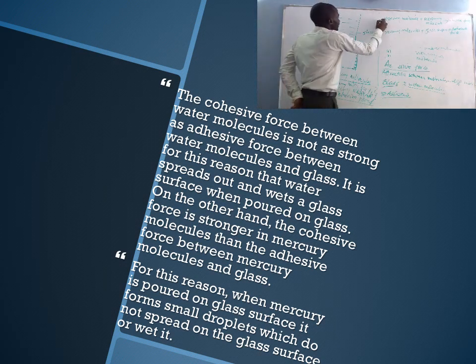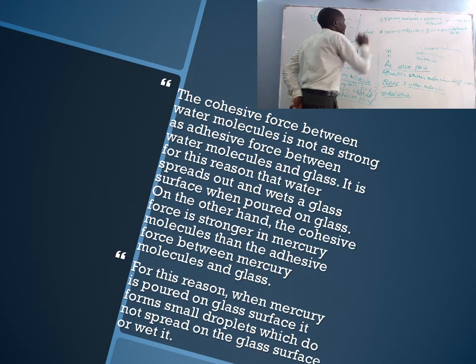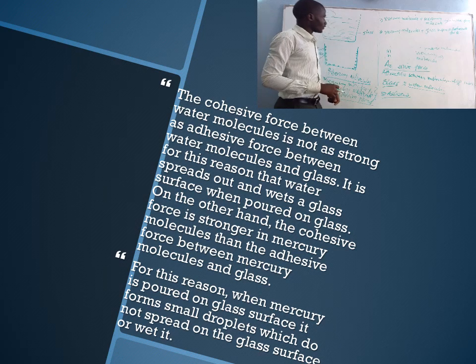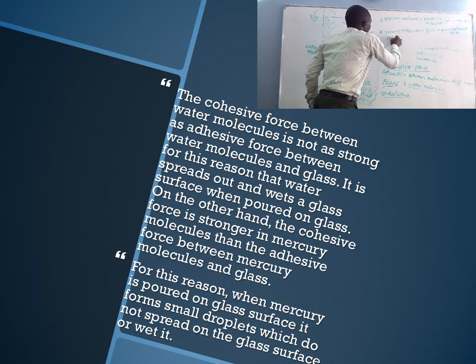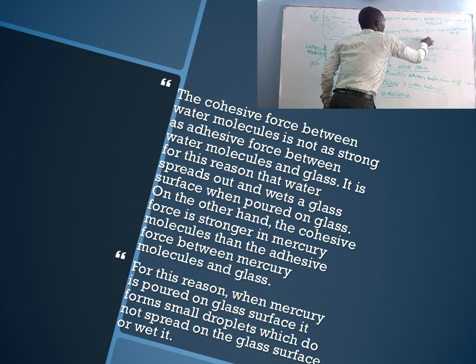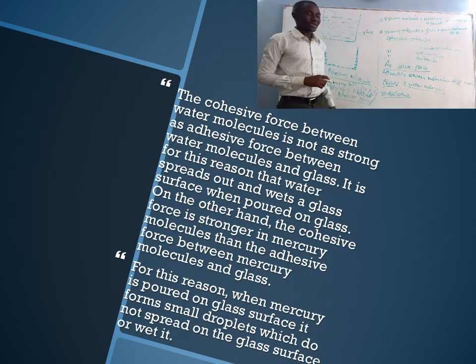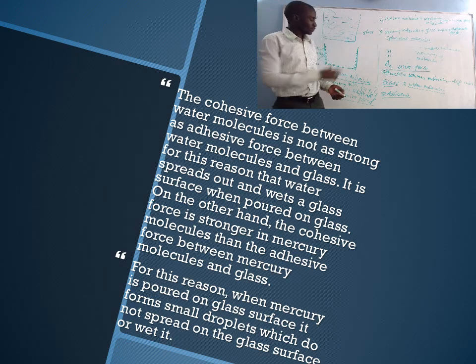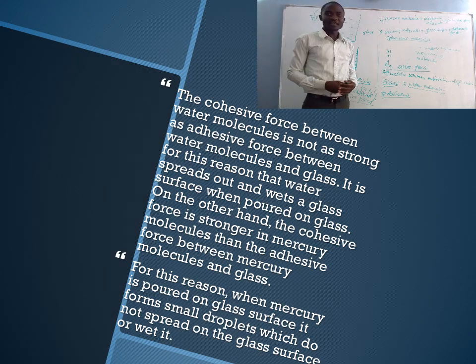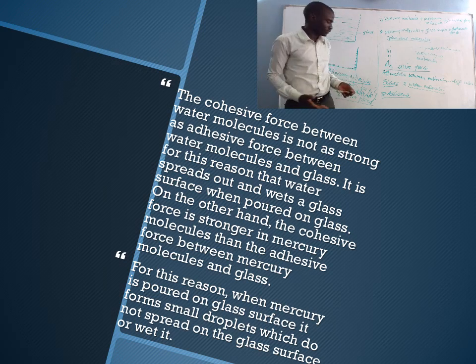And that in the first scenario, the cohesive force is stronger than the adhesive force. So the mercury molecules will remain as spherical molecules. They will not wet the sides of the glass, as opposed to water molecules which will wet the sides of the glass. Now, having discussed the various types of forces, let us now discuss the effects of forces.